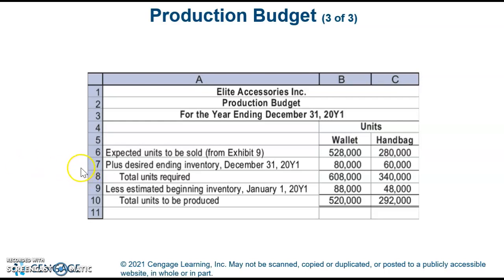So when we put it into a production budget, it looks like this. We expect the units to be sold, this number of units. We want this number of ending inventory, so we add. That tells us the total units required. But we don't need to make the ones that we started with, because we already have them in beginning inventory, so we subtract those, and that tells us the total number of units that we need to produce. And this is how we calculate our production budget.